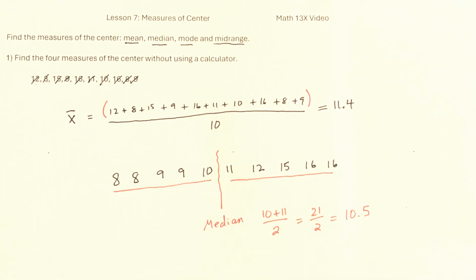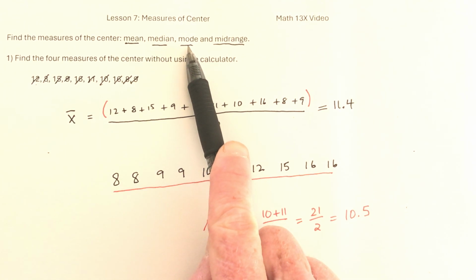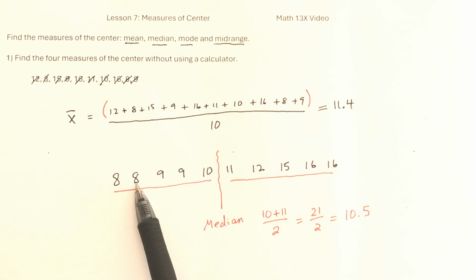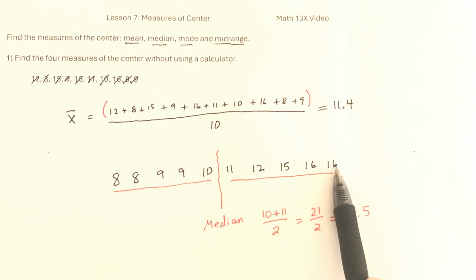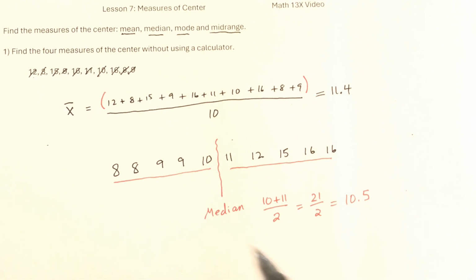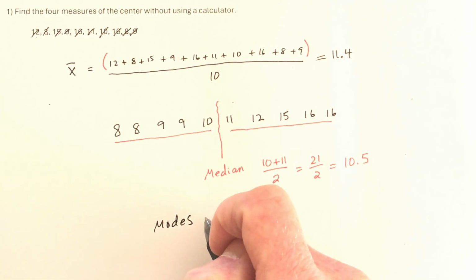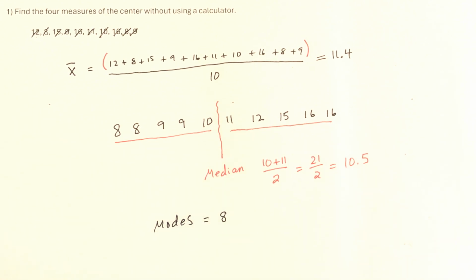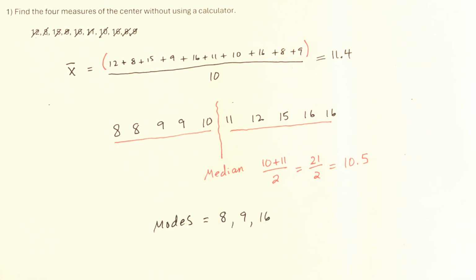Next, the mode. So mode means what number shows up the most. So it's sort of like voting, except with mode there can be a tie. So notice that the 8 shows up twice, the 9 shows up twice, and 16 shows up twice. So this actually has multiple modes. So there's a tie.